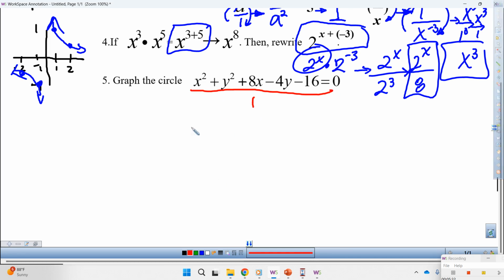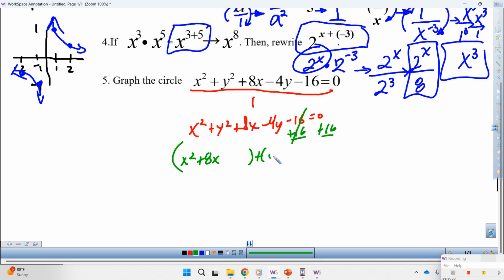Divide by 1, x squared plus y squared plus 8x minus 4y minus 16 equal to 0. You get rid of the constant, which is add 16 to each side. We end up with x squared plus 8x, empty space, y squared minus 4y, empty space equals to 16. Complete the square. 8 over 2 squared. My goodness. Negative 4 over 2 squared.